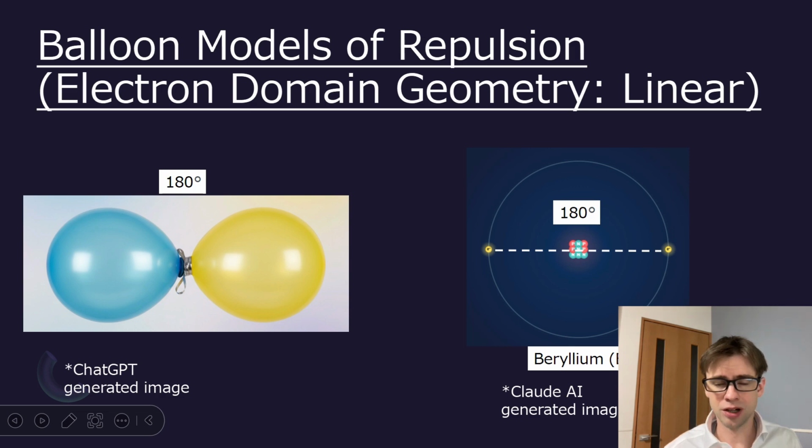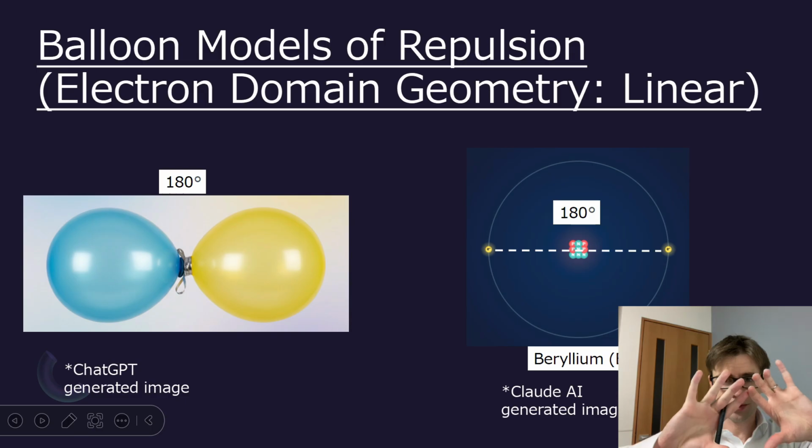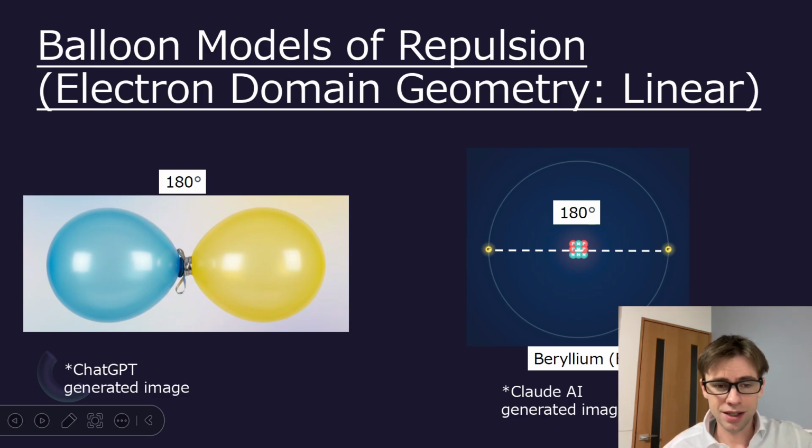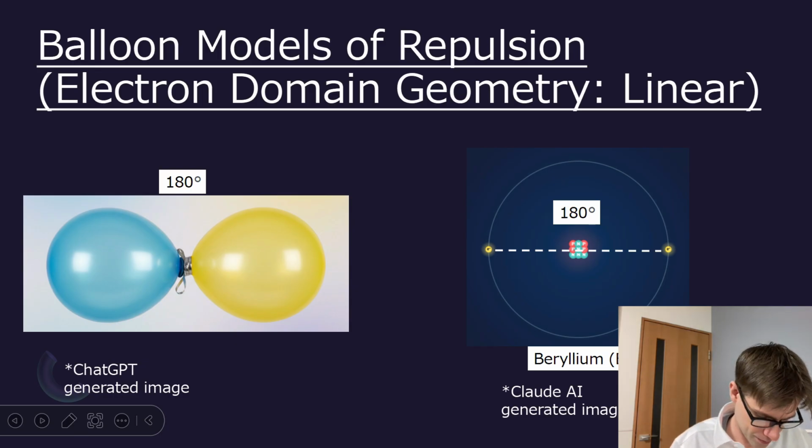You can imagine if you blow up two balloons and you tie them together very tightly at the knots, they're not going to be at some angle to each other, right? Just two balloons tied together, they're going to try to separate as much as possible, and essentially the centers of those balloons will be completely opposite each other in space. We know that as a 180-degree angle.